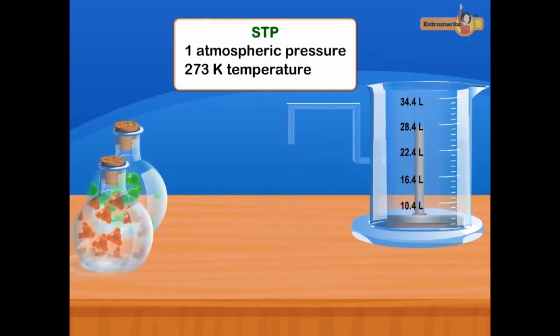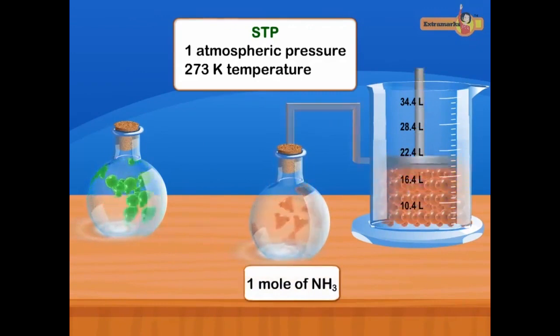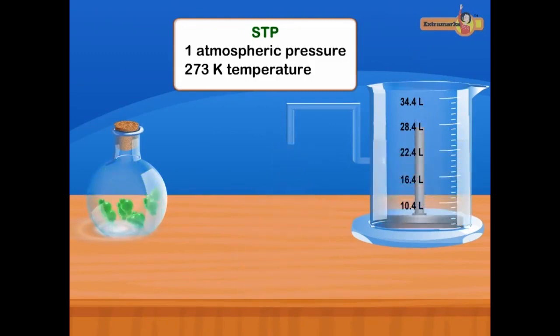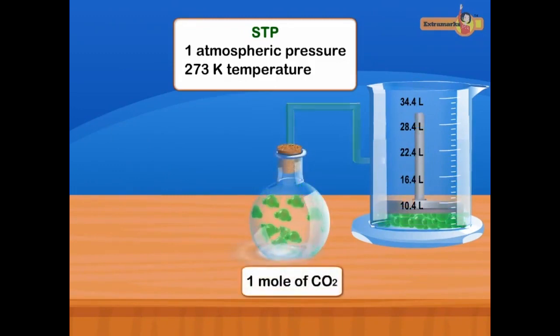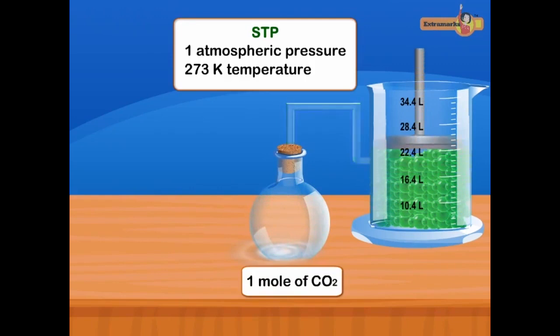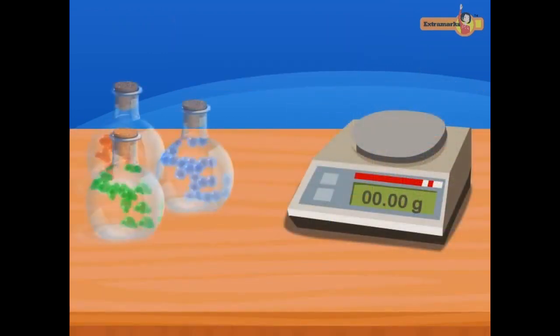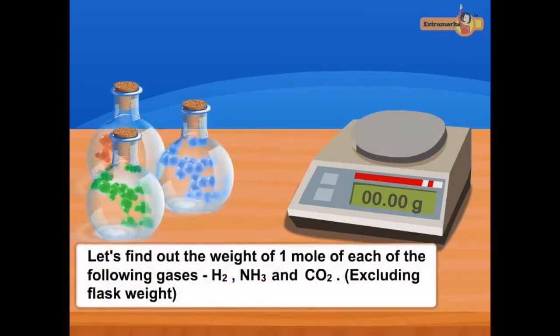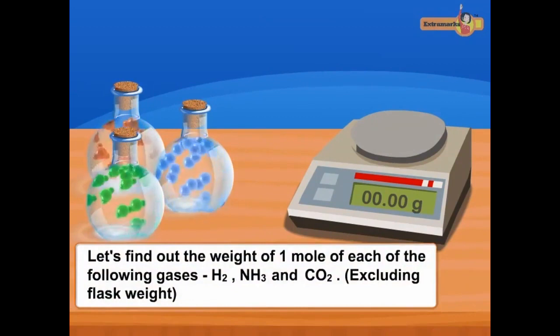When we measure the volume of 1 mole of ammonia gas, we observe that it occupies 22.4 liter at STP. Similarly, when we measure the volume of 1 mole of carbon dioxide at STP, it also occupies 22.4 liter. Let us weigh 1 mole of each of these gases and find if their weights are also identical like their volumes and number of particles are.